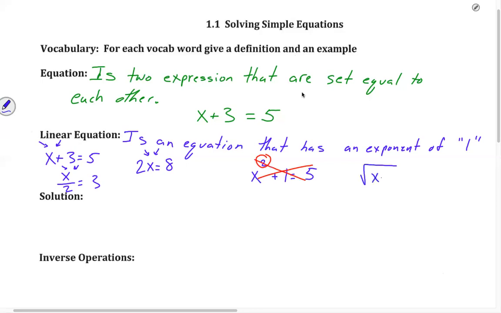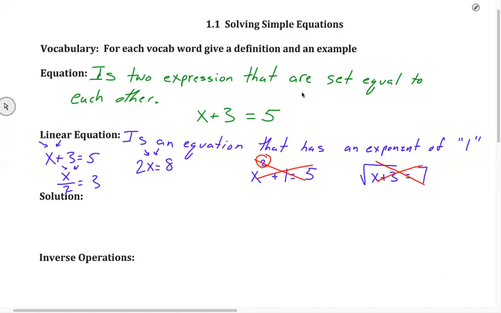This is not linear. Why? Because you have this funky looking house. Okay, Mike? You have this funky house that's around the whole thing. That's a square root function. The other one was a quadratic.